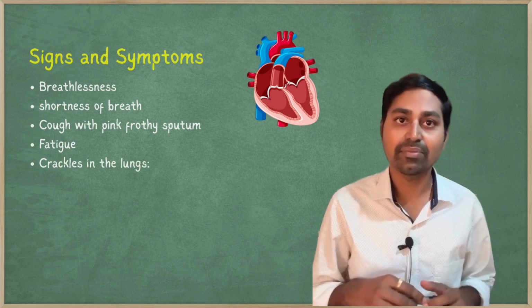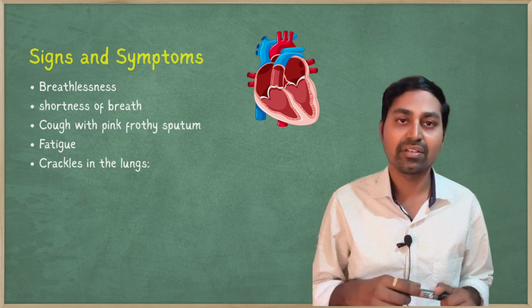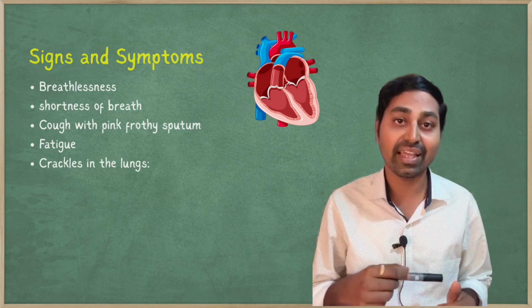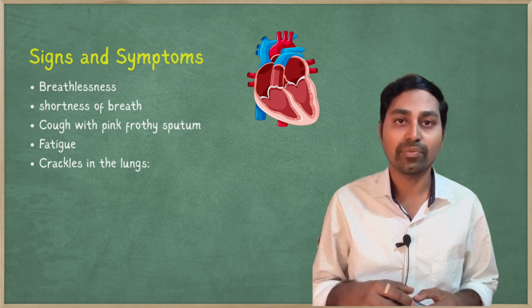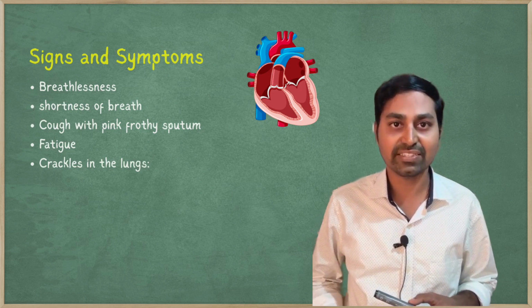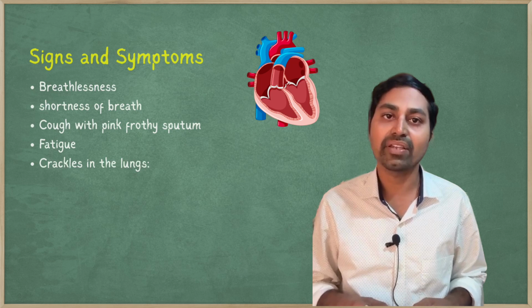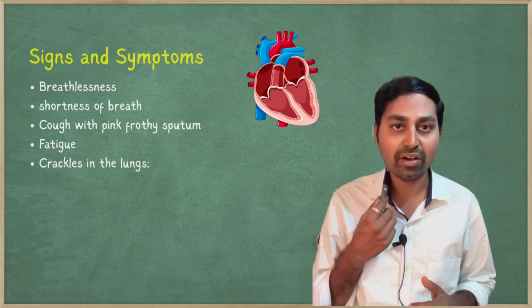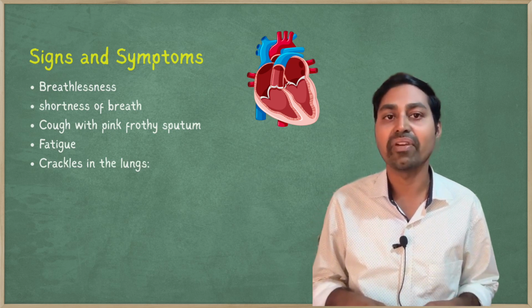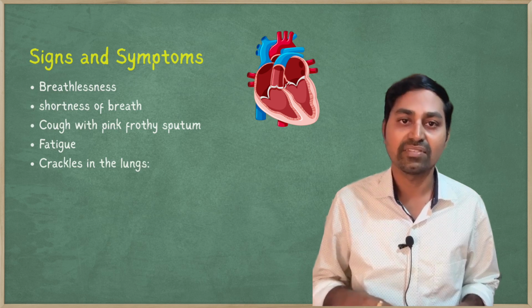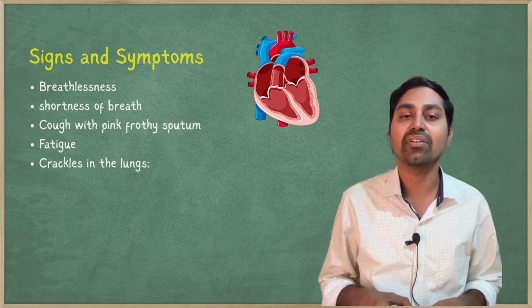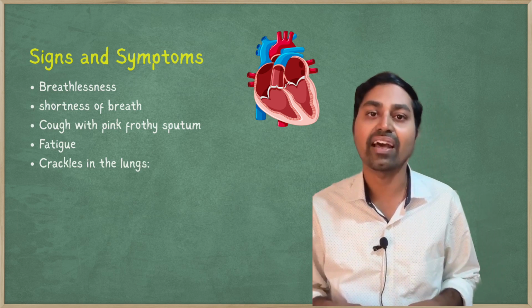Then if you see symptoms of right-sided heart failure, there will be swelling in the legs and feet, abdominal swelling, that is called ascites. Sometimes there may be neck vein swelling, or sometimes there will be weight gain. These are some signs and symptoms of left and right-sided heart failure.